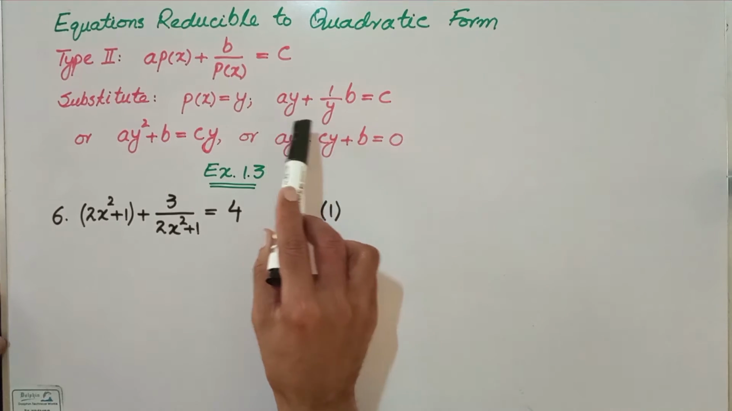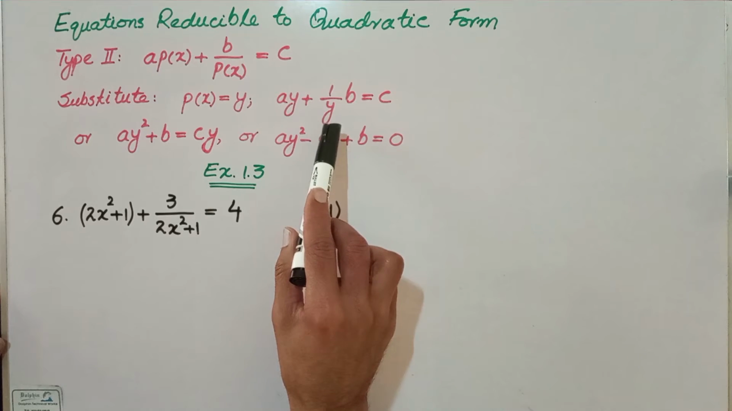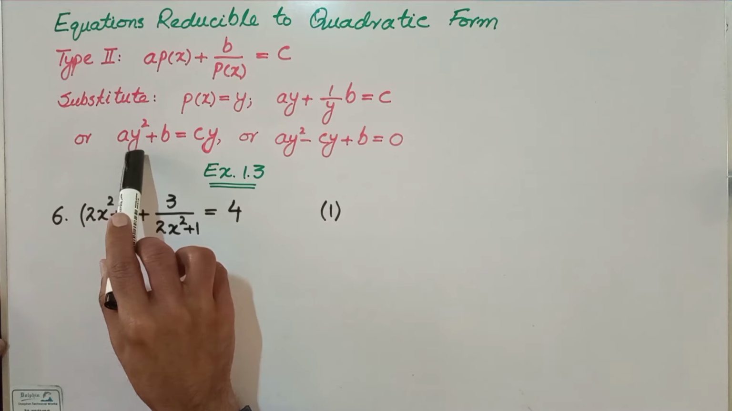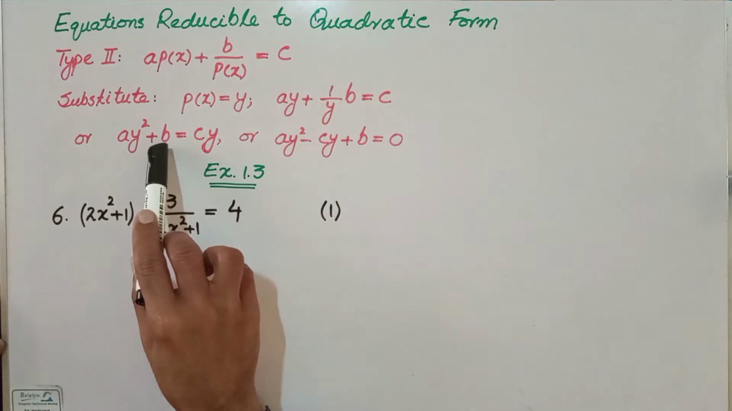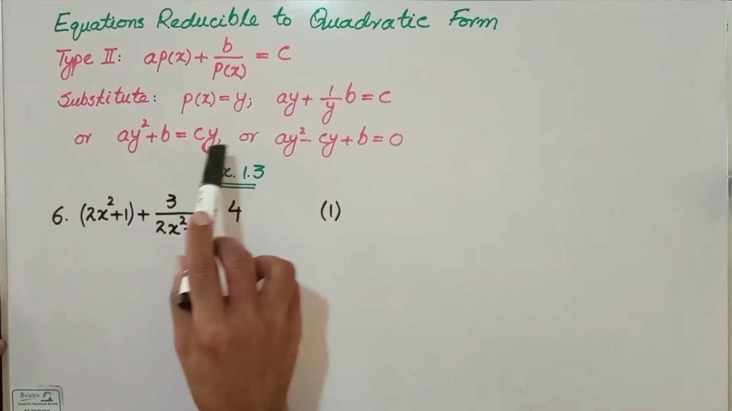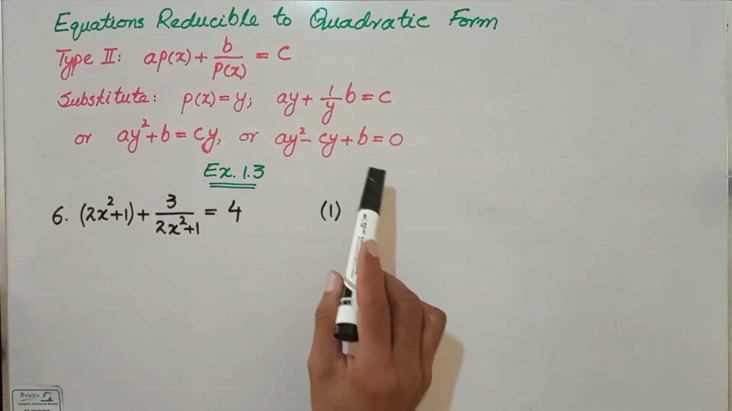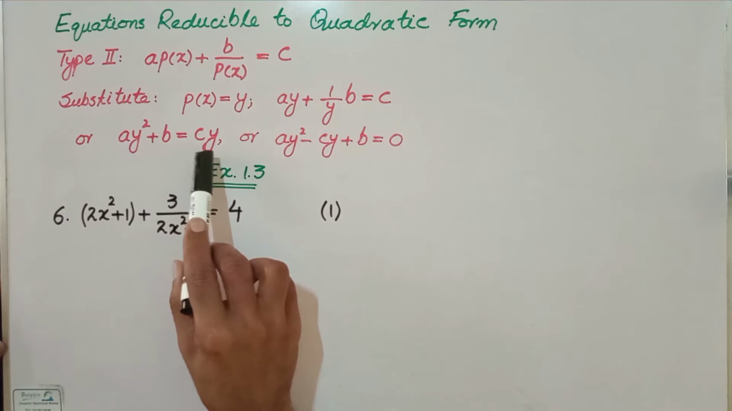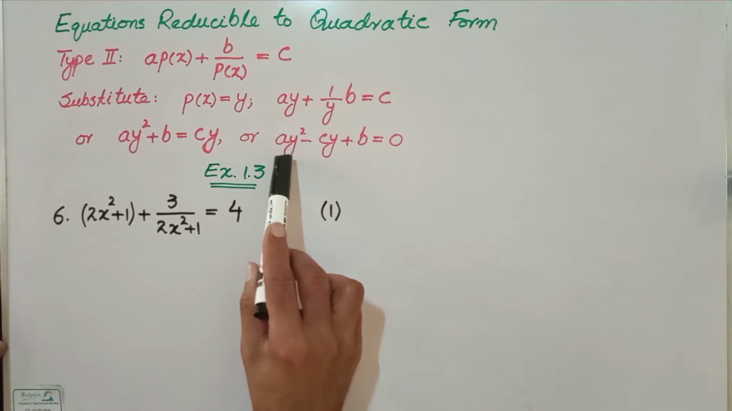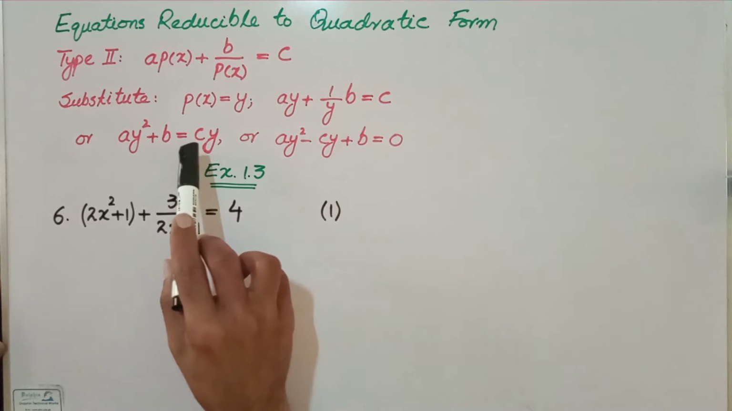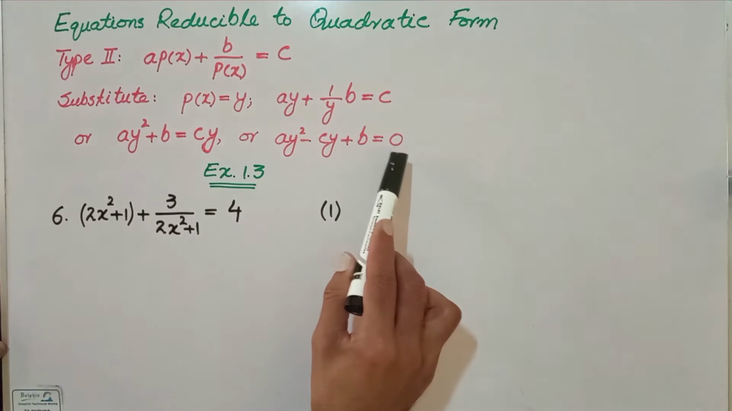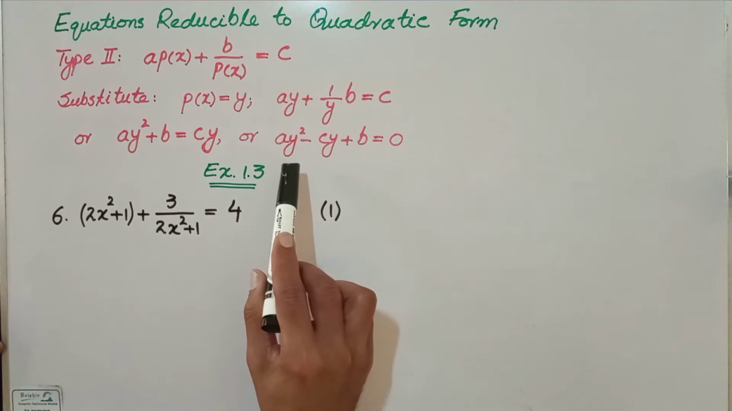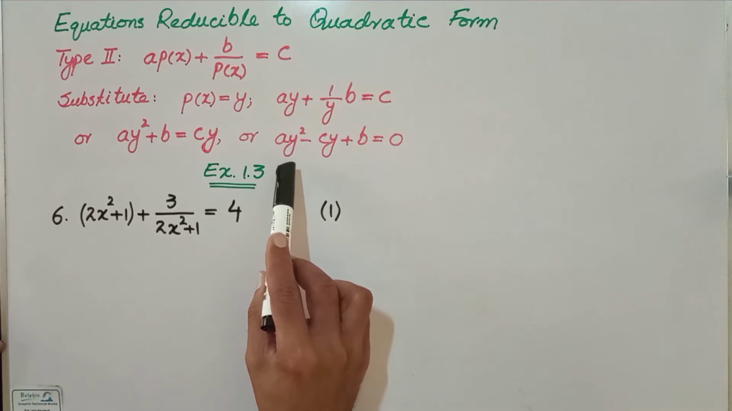Then we'll multiply both sides of the equation by y in order to get rid of the denominator, which gives a y square. Here y into y becomes a y square, and y is cancelled with y. We have b only, and on the right hand side we have c into y. Then shifting the term cy to the left hand side, we have a y square minus cy. This is positive, so it becomes negative on the left hand side, and plus b is equal to 0. Now we know that this is the quadratic equation.